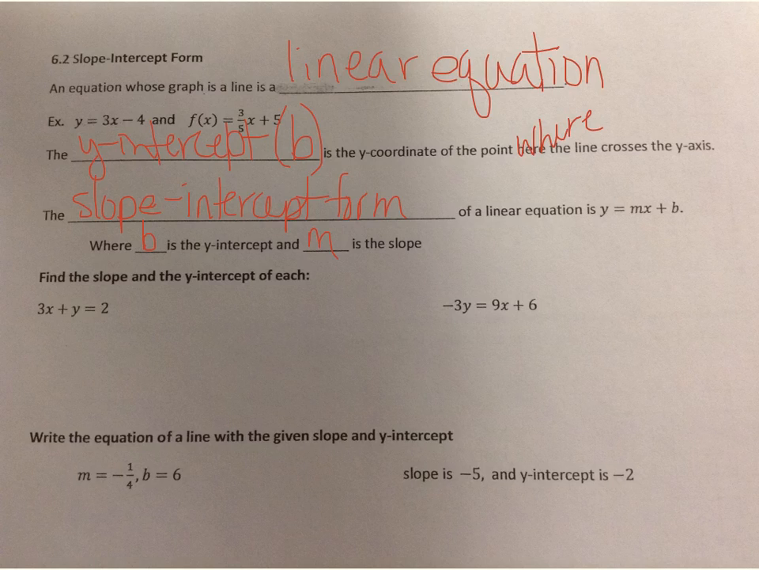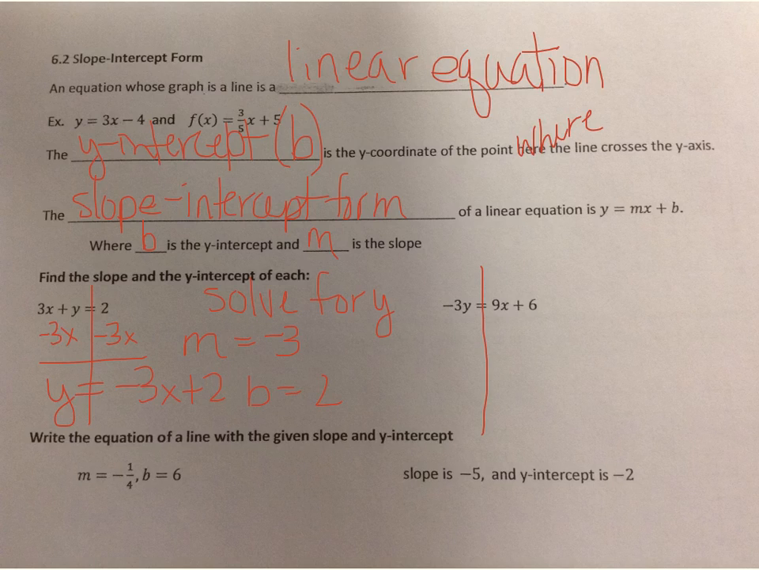So our first example says to find slope and the y-intercept. So basically we need to solve for y. How are we going to do that? Well, first of all, I'm going to subtract 3x from both sides. So I have y equals negative 3x plus 2. So my slope is negative 3 and my intercept is 2.